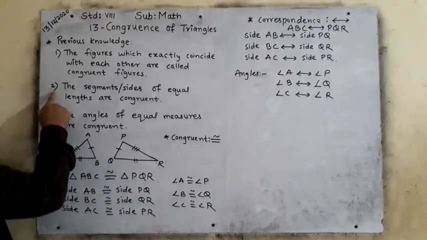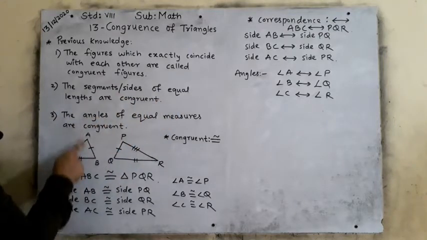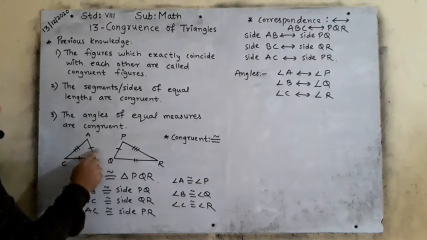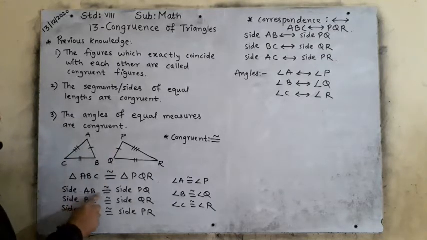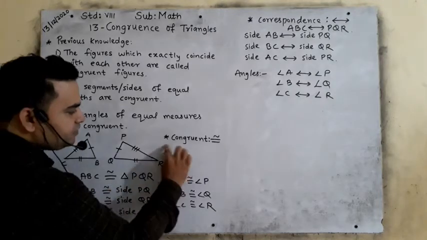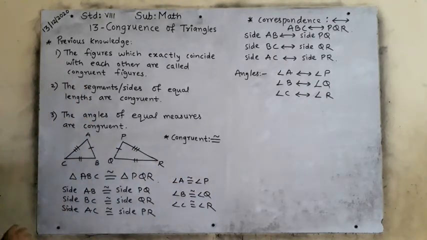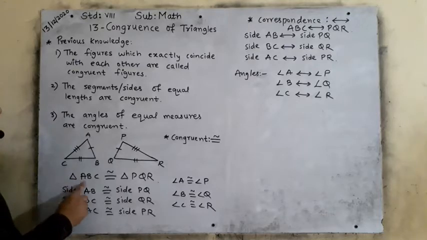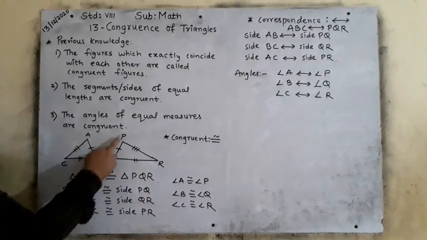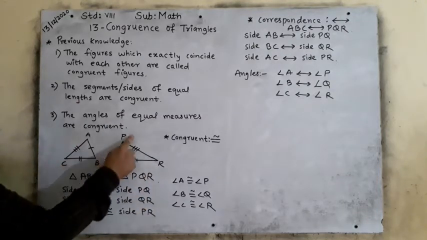See the second one, the segments or sides of equal lengths are congruent. Here side or segment AB is congruent to side or segment PQ. Can you see one mark? Yes. So we will write side AB congruent to side PQ. This is the symbol of congruent. Can you see here? The symbol is equals to with a curve on top, right? This is the symbol of congruent. Triangle ABC is congruent to triangle PQR. Why? Because side AB is congruent to side PQ, side BC is congruent to side QR, side AC is congruent to side PR.